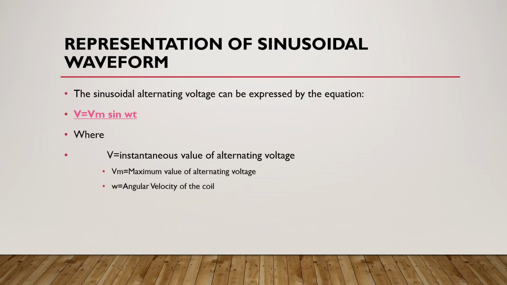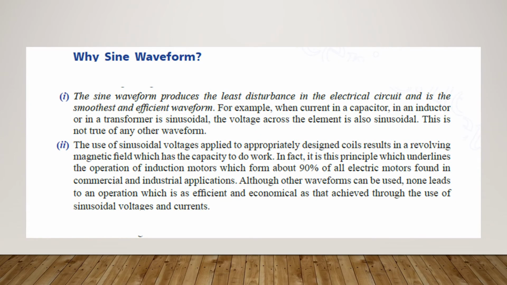How to represent a sinusoidal waveform? We can represent it by using this equation: V equals V maximum sine omega t, where V is the instantaneous value of alternating voltage, V maximum is the maximum value of alternating voltage, and omega is the angular velocity of the coil.